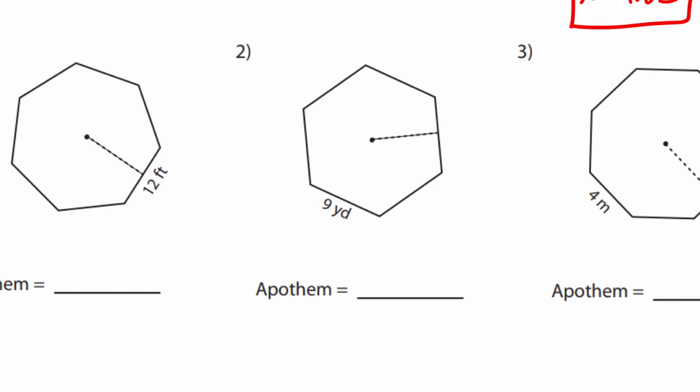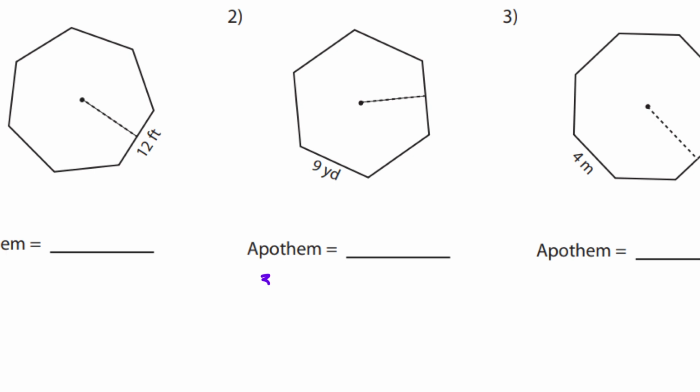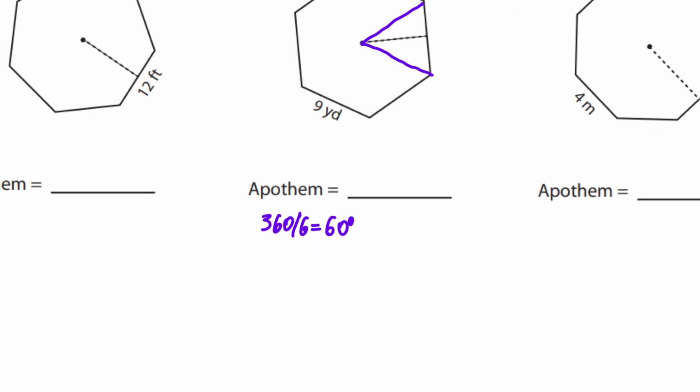So on this one, how many sides does this have? 6. So I'm going to do 360 divided by 6. That's 60, right? So what that means is that this whole angle right here is 60. The whole thing is 60, but I need to know this right here. So cut that in half. It's going to be 30.